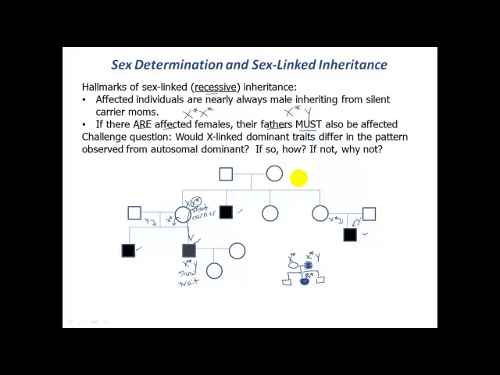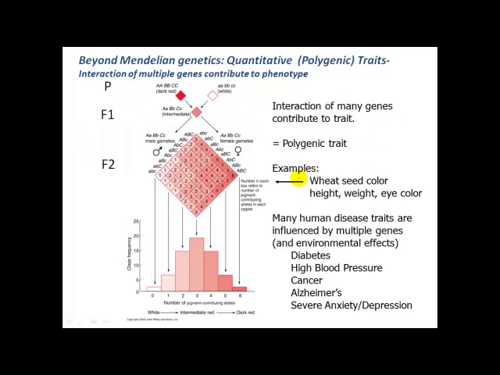Okay, so that's the basics of inheritance patterns as depicted in pedigrees, and how we distinguish between autosomal versus sex-linked, and how we distinguish between dominant versus recessive. Let's move on and talk about some other non-Mendelian patterns of inheritance that Mendel didn't observe, but which we now know exist out there in the natural world.